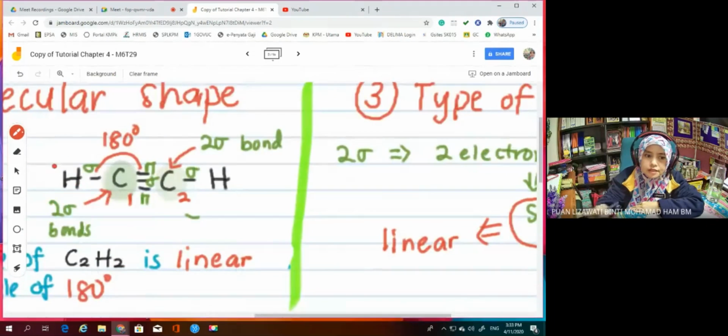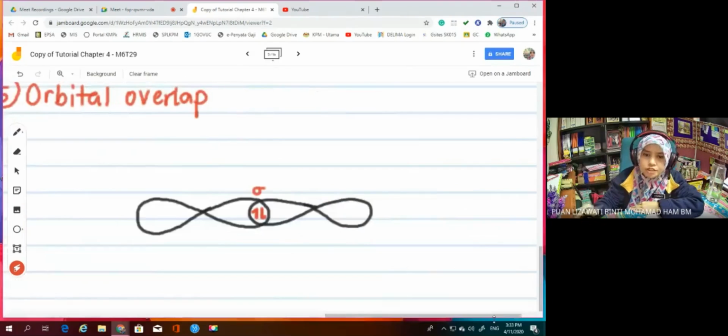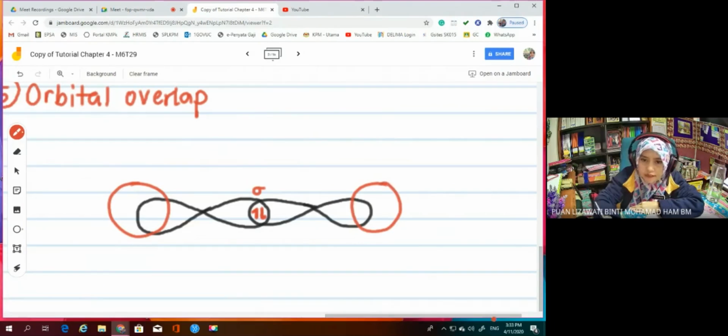And then each carbon here will overlap with one s orbital of hydrogen, left and right hydrogen. Which means the shape here is spherical, so you have to draw the spherical shape. Okay, and then don't forget to draw the arrows, spin up and spin down. And you have to label sigma bond.